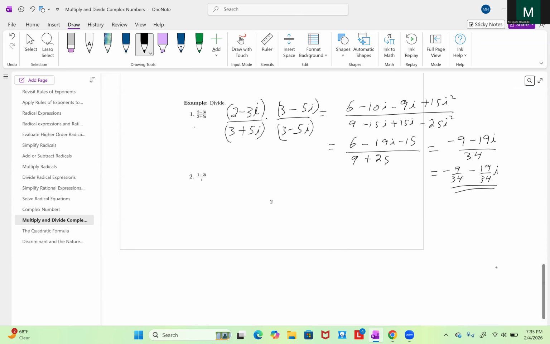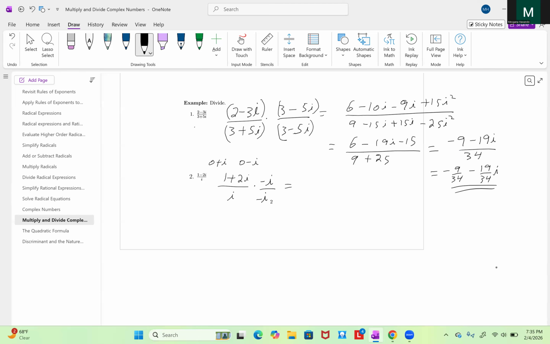Divide 1 plus 2i by i. The conjugate of i is 0 plus i. The conjugate of 0 plus i is 0 minus i. So we multiply the numerator and the denominator by the conjugate of i. So this becomes 1 plus 2i over i times minus i over minus i.